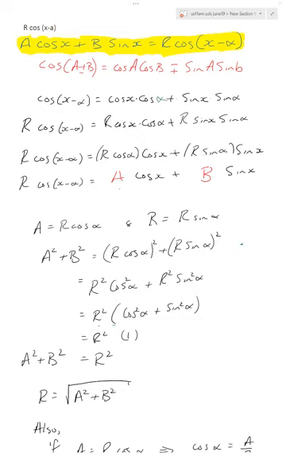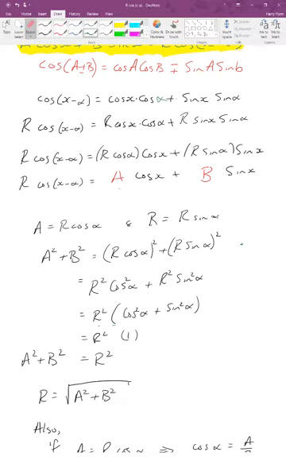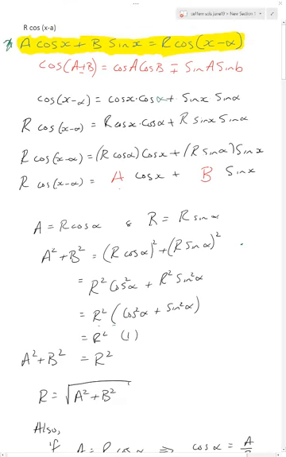So in this short video we're going to be looking at this line highlighted here. We're going to be looking at a cos x plus b sin x equals r cos(x minus alpha). So we want to be able to rewrite the left hand side in the form of the right hand side.